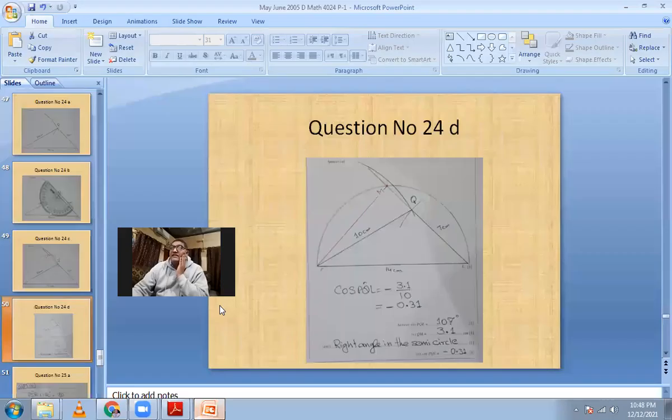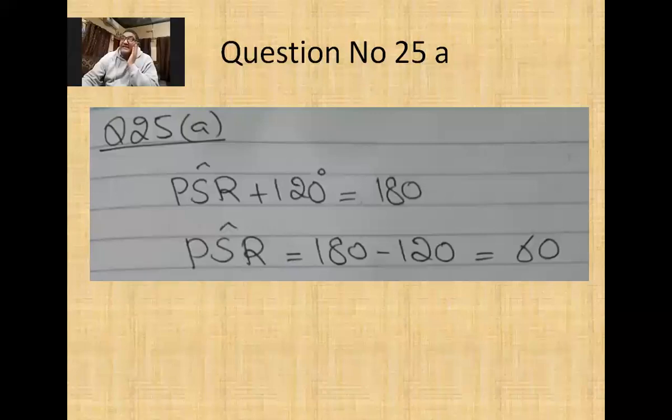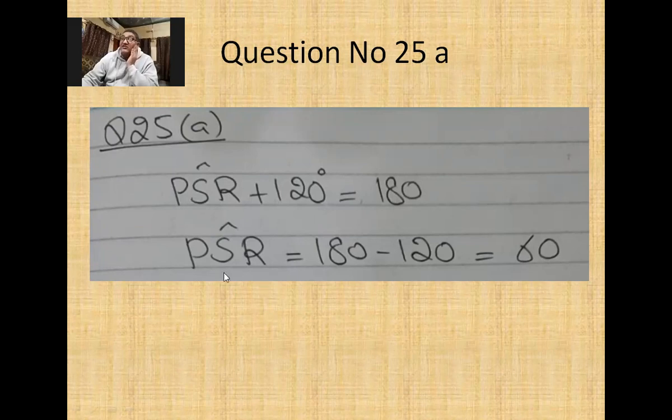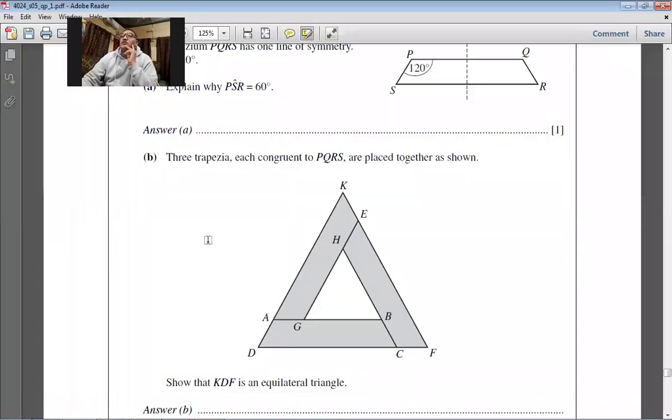Okay, let me show you. I have written this answer. So this is my answer. PSR plus 120 equals 180. The reason is they are allied angles to each other. So PSR will be equal to 180 minus 120, and that will be 60. Okay, so let's go to the next part.